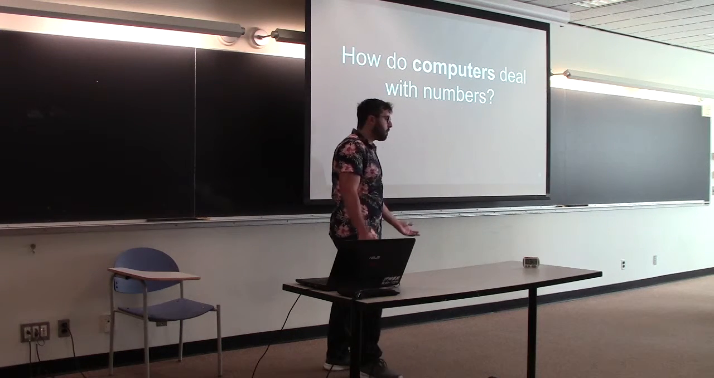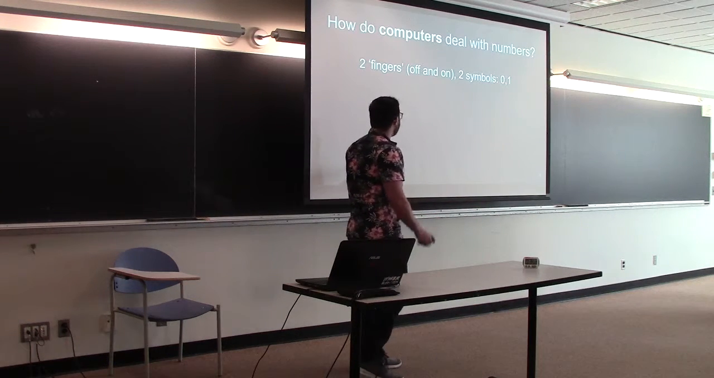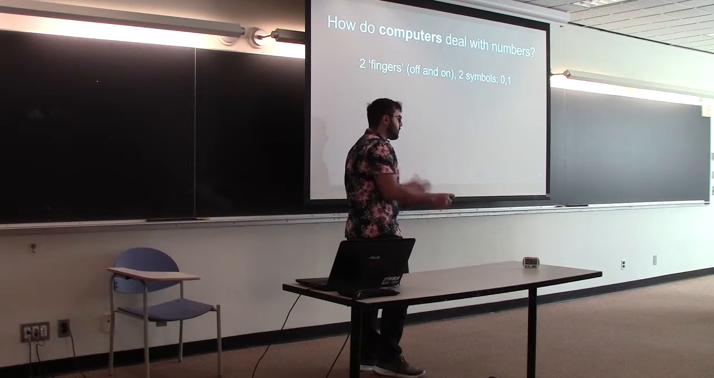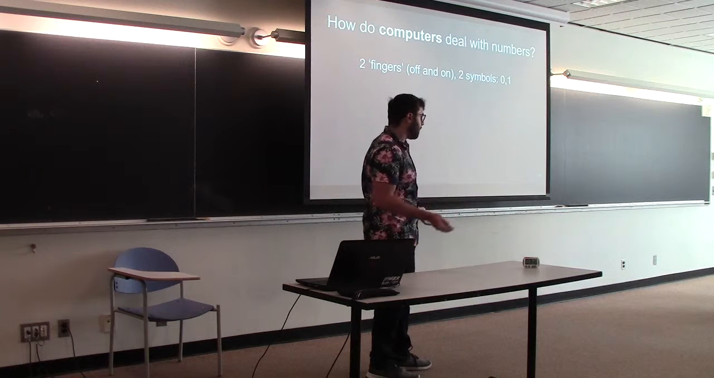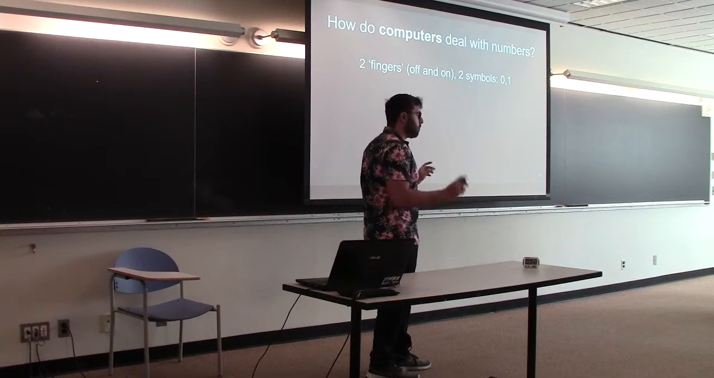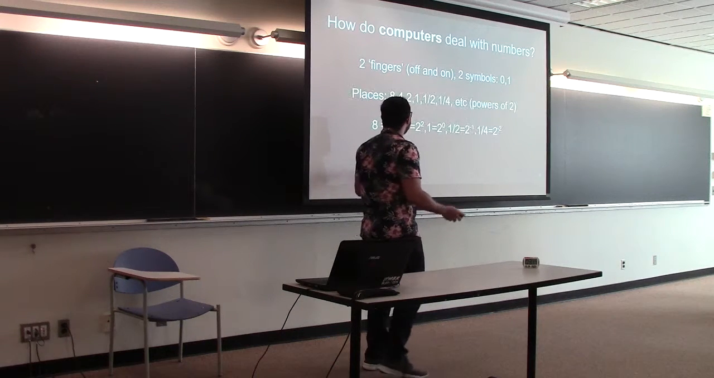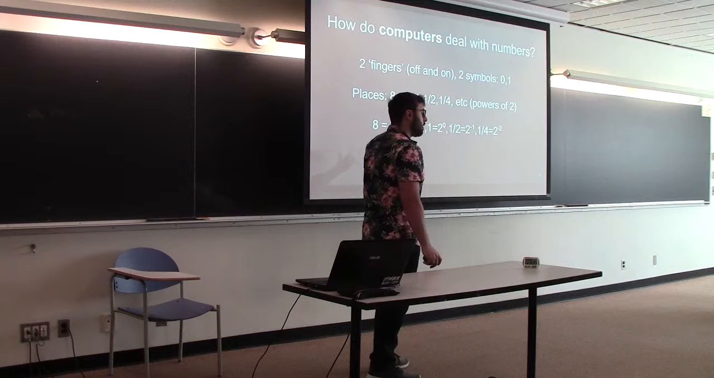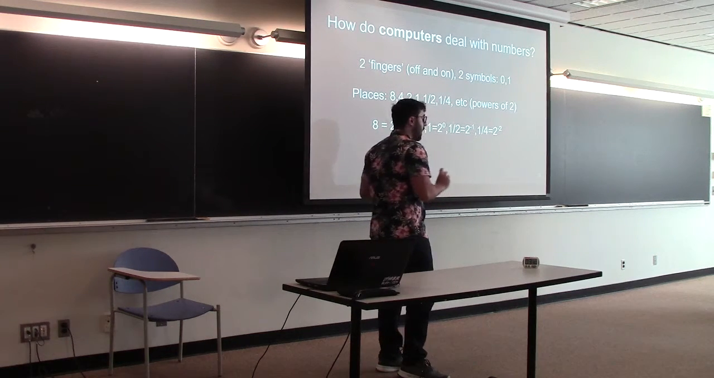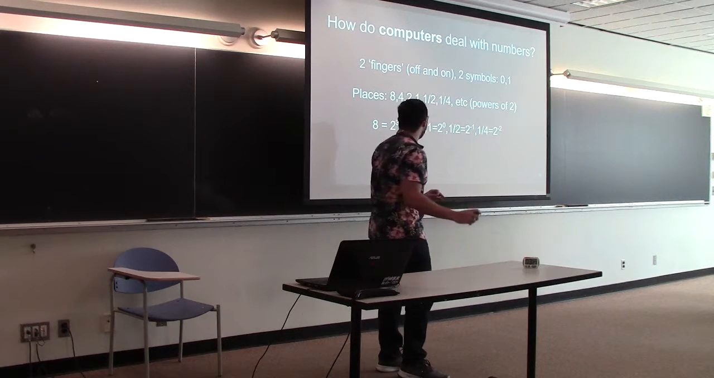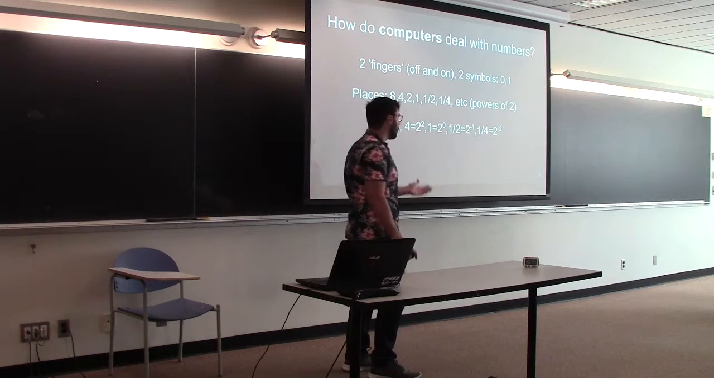So how do computers deal with numbers then? Computers don't really have fingers, right? But actually, they kind of do. Internally, computers have states, off and on, and these can be treated like fingers. So 2 fingers, 2 symbols, and 2 numbers to represent them, 0 and 1. And so they also have places. But instead of the decimal system, which uses powers of 10, we use the binary system, which uses powers of 2. So powers of 2 are like 8, 4, 2, 1, a half, a quarter, and so forth.